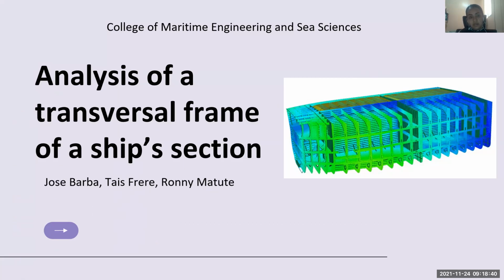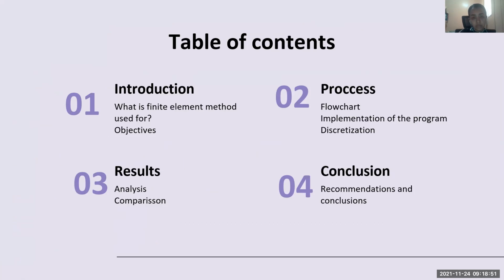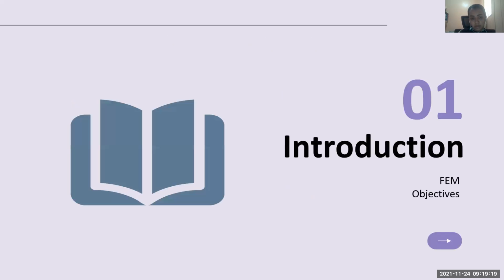Good morning. We are group number 9, and we are going to present the analysis of a transversal frame of a ship section. This group is formed by Jose Barba, Ronnie Matute, and me, Thais Freire. Here I'm presenting a table of contents, which has the introduction, a short introduction of what the finite element method is and the main objectives of this assignment. Then we have the process, with the flow chart, implementation of the program, and the discretization. On point 3, we have the results and the analysis and comparisons. And finally, we have some conclusions and recommendations.